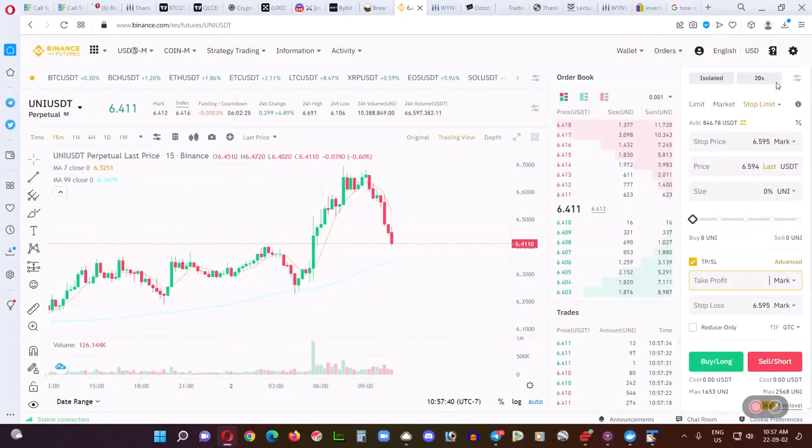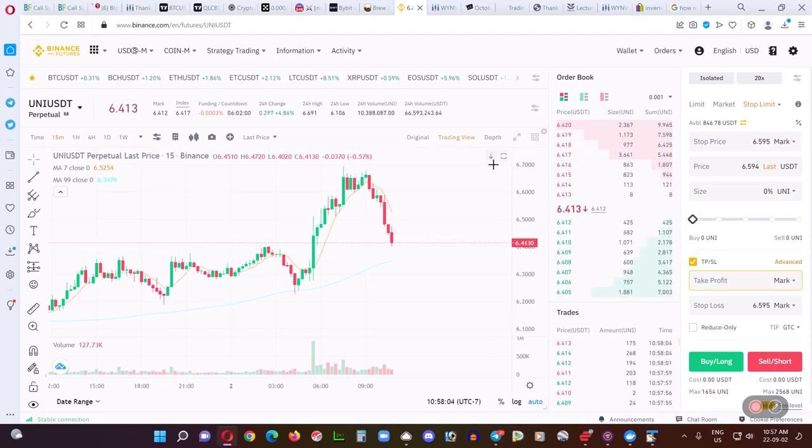Now, 20x is a bit much for a new futures trader. I would recommend starting at 5x just to get a feel for it. Unless you really know what you're doing, you don't want to over leverage yourself, because that's the number one way that new futures traders lose money consistently, is over leverage. So yeah, 5x to start out.